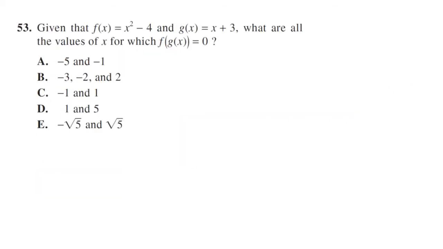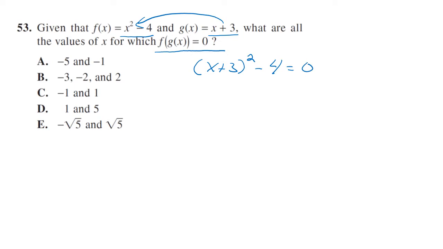Given that f of x equals x squared minus 4 and g of x equals x plus 3, what is f of g of x? f of g of x equals 0. So we're going to plug x plus 3 in for x. So we're going to have x plus 3 squared minus 4 equals 0.